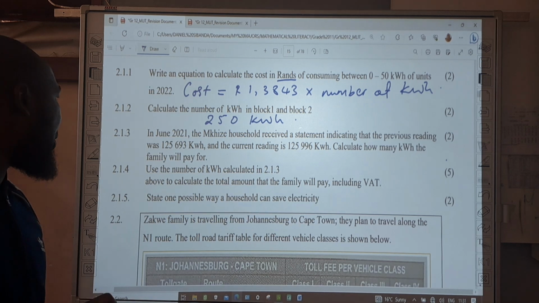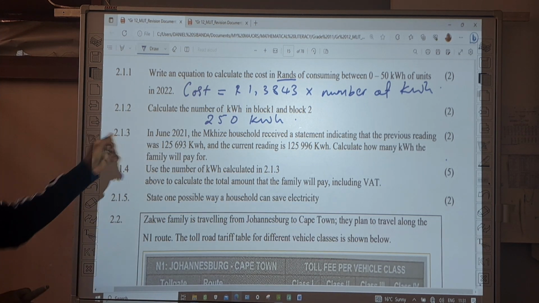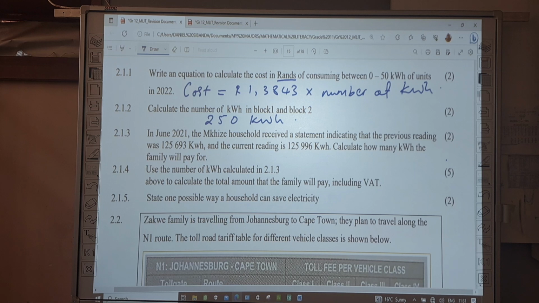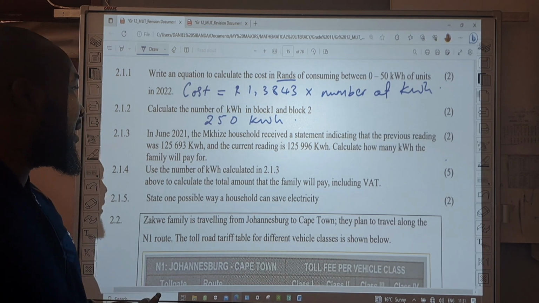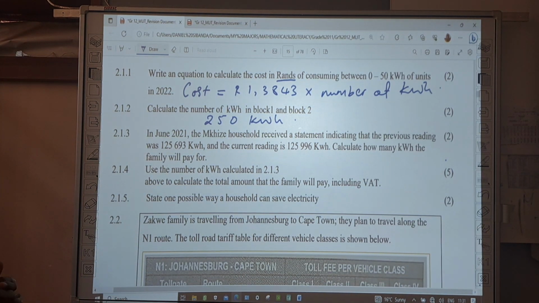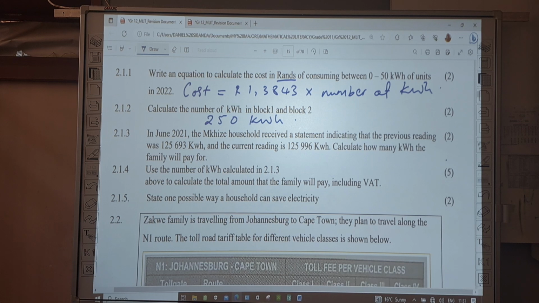Okay, let's move on to 2.1.3. In June 2021, the Mkhize household received a statement indicating that the previous reading was 125,393 kilowatt hour and the current reading is 125,996 kilowatt hour. Calculate how many kilowatt hour the family will pay.